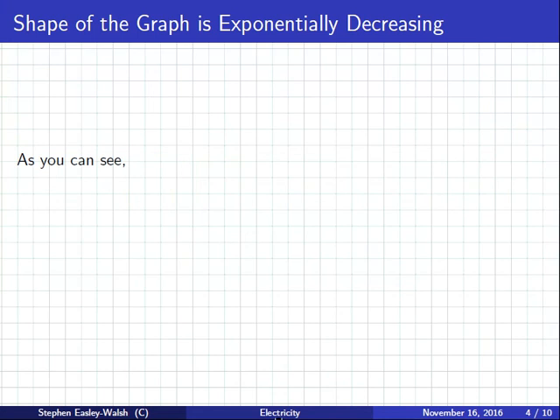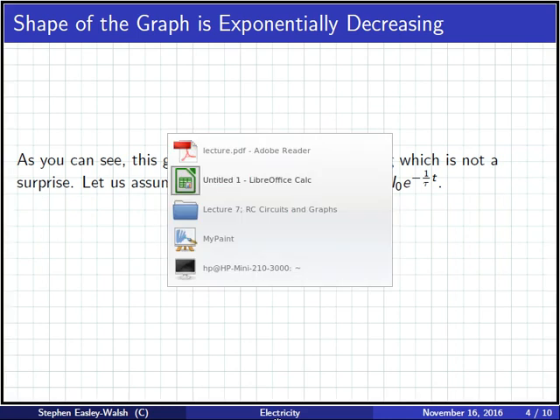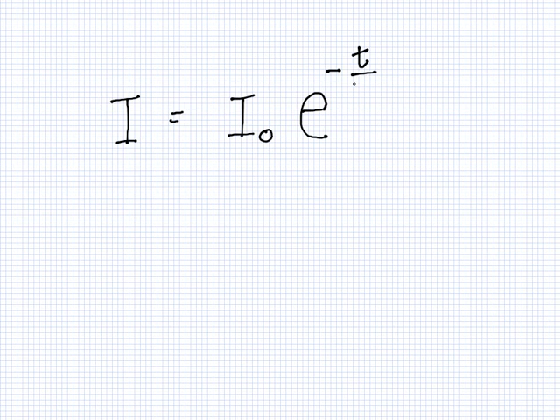So as you can see, this graph is exponentially decreasing, which is maybe not a surprise because we picture the capacitor discharging quickly. So we assume that the graph is of this particular form. What I mean by that is we'll say that the current I is equal to some constant we call I0, but actually you can kind of guess what the I0 represents. What would the I0 represent? The initial current, yeah.